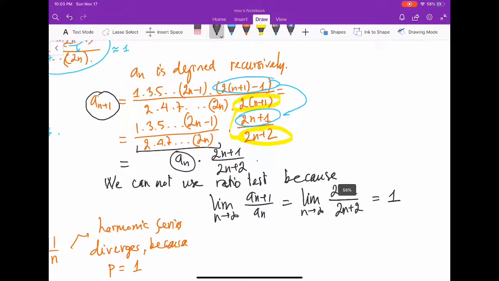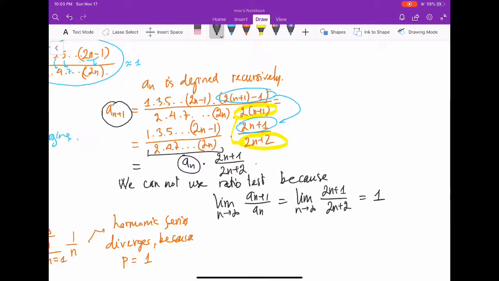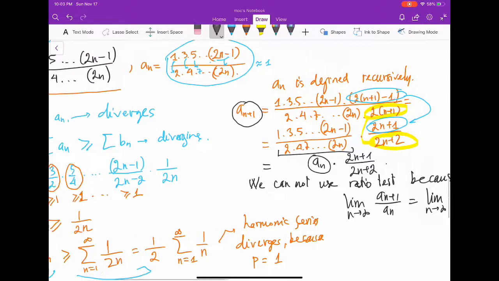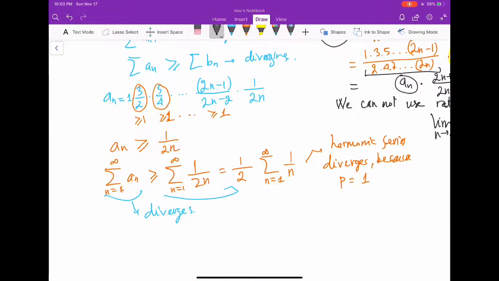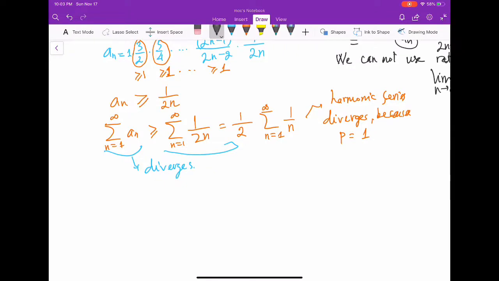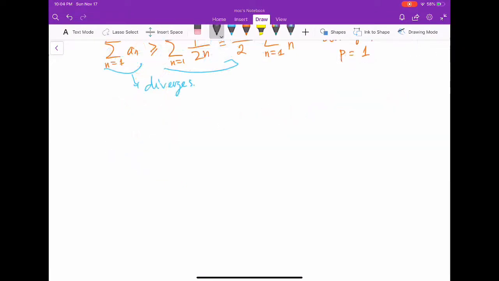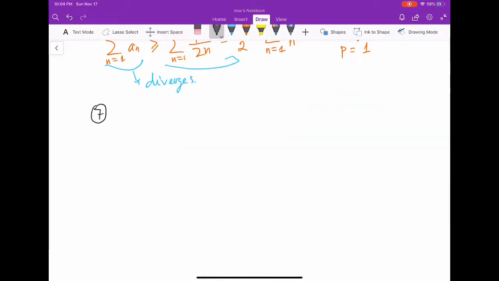So I mentioned this because sometimes when you try to apply a ratio test or a root test and you get limit equal to 1, let's change the strategy. Okay, all right, let's move to the next problem. So the next problem is about the alternating series test.